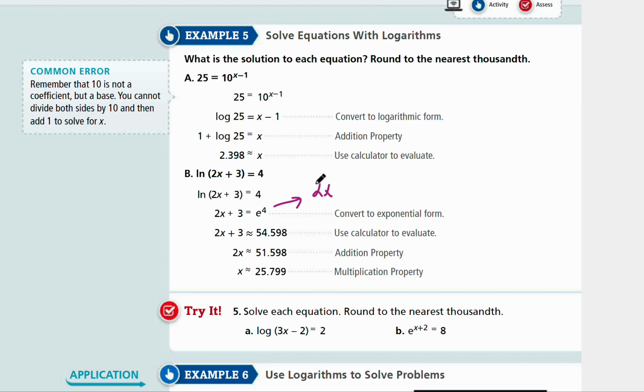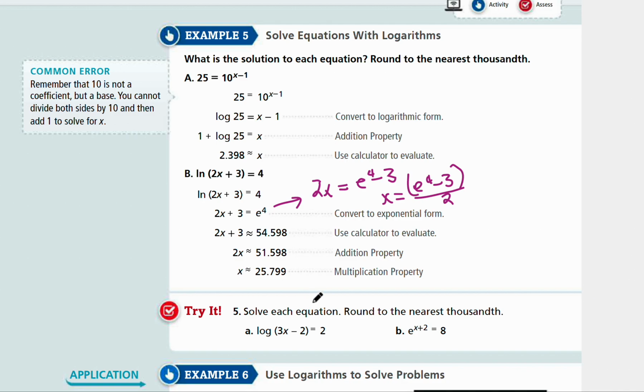So 2x is equal to e to the power of 4 minus 3, and so x is equal to e to the power of 4 minus 3, all over 2. If you plug it into the calculator just like this at the end, then it's going to give you a more exact solution, which should be about 25.799.